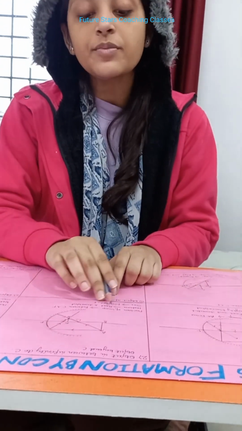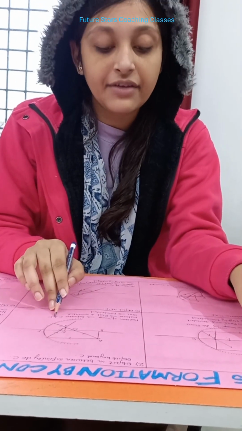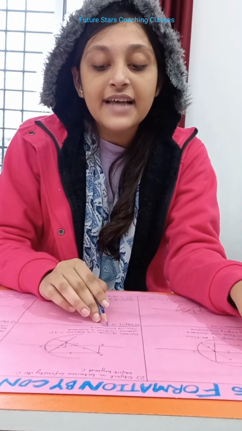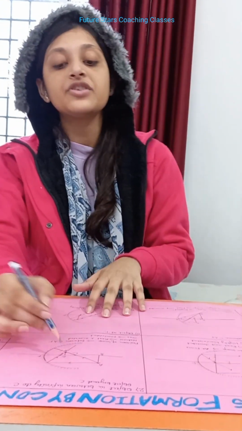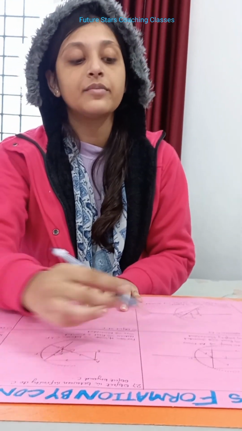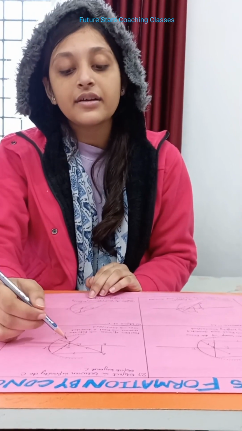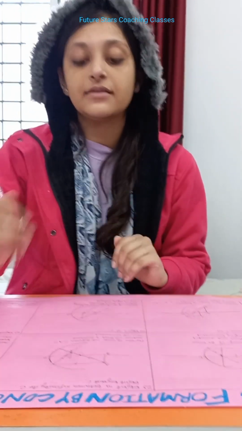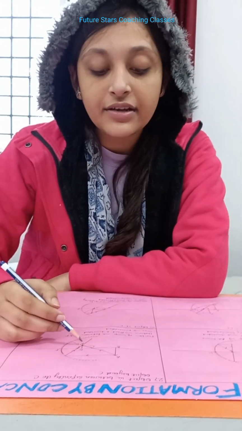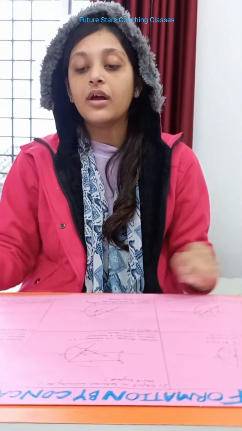So the position of the image is between C and F, and the nature is real and inverted because it is in front of the mirror. The size is diminished. It is not highly diminished, because there is a difference between them. The image is smaller than the object. Yes, sir. So here it is diminished. It's small.